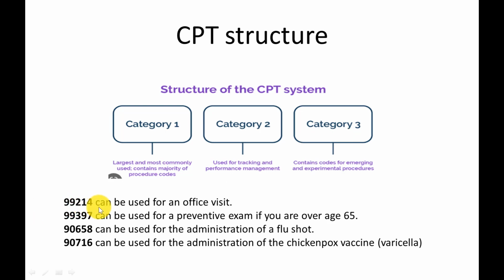Here are some examples I have given for the CPT structure. You can see these are numeric codes, while some are alphanumeric codes. For example, when there is an office visit, they will just put 99214. This code will be given, and this will automatically explain that it is an office visit. So there is no requirement to write all these things. Then for a preventive exam, if you are over the age of 65, the code will be this one. If a flu shot was taken by the patient, then 90658, while 90716 will be used for the administration of the chickenpox vaccine. This is the way this coding system will act.